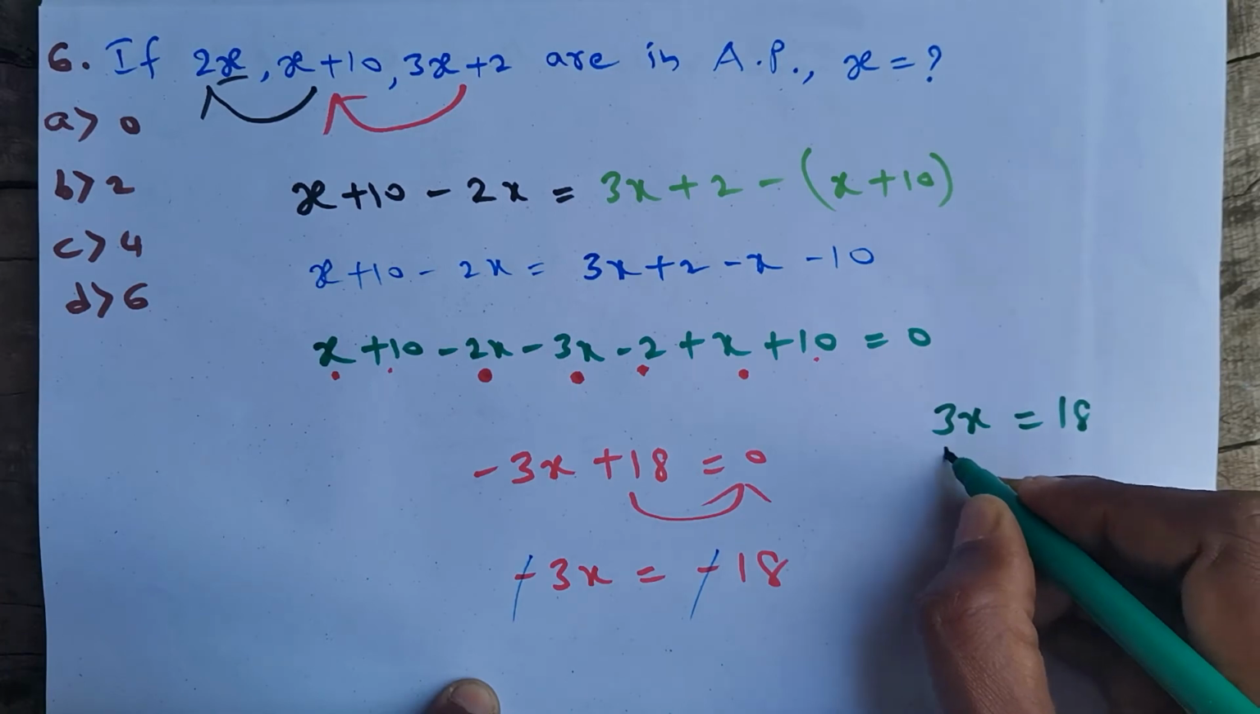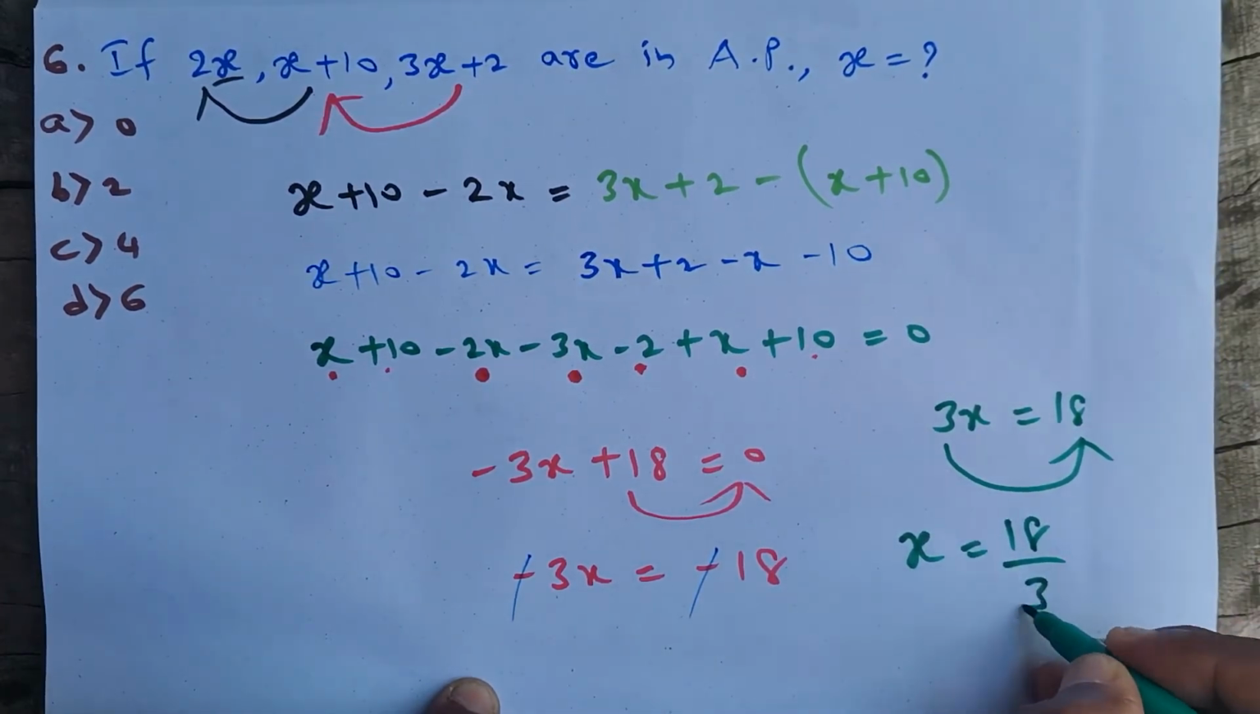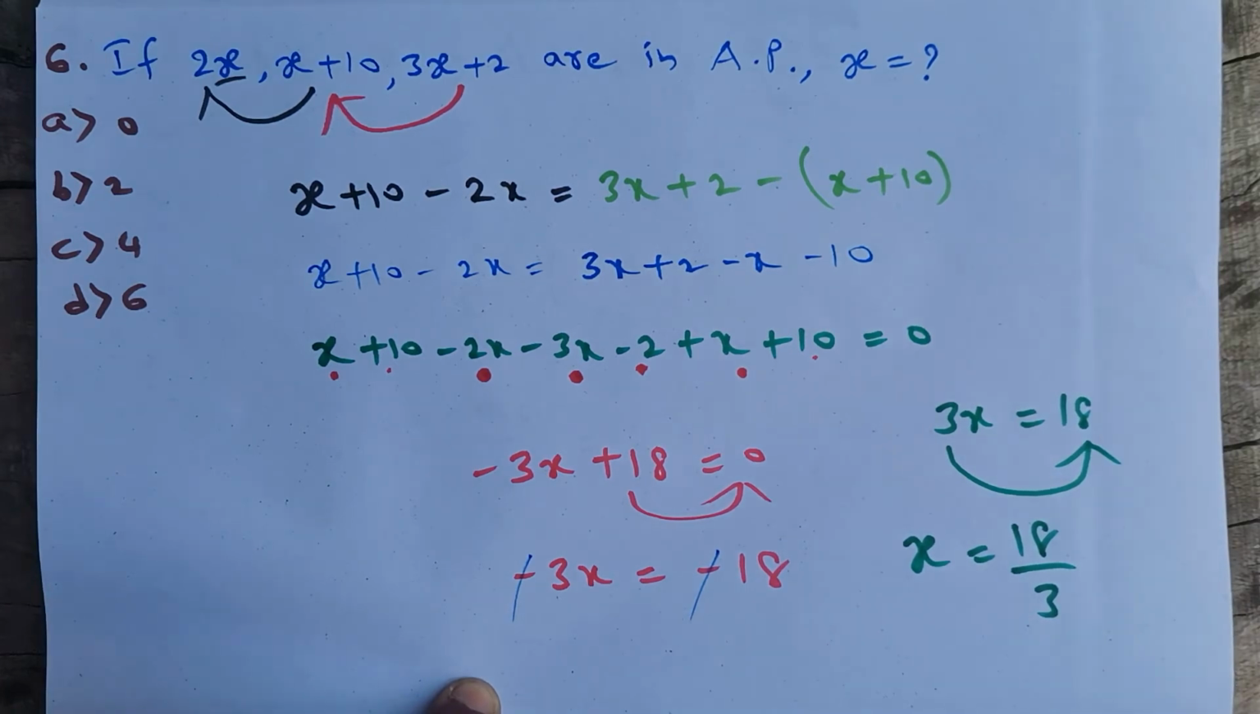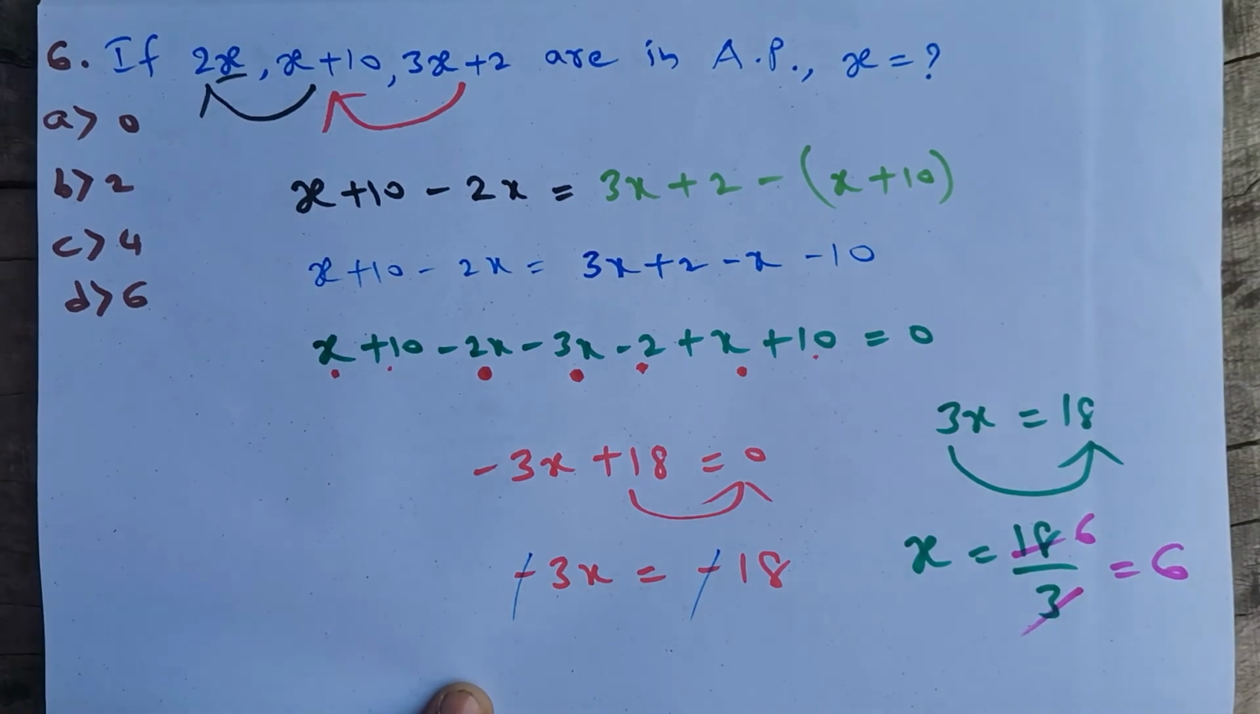I want the x value, so I will take 3 to the right side. So x is equal to 18 divided by 3. If you do cancellation, 3 ones are 3, 3 sixes are 18, so the x value is 6. Option D.